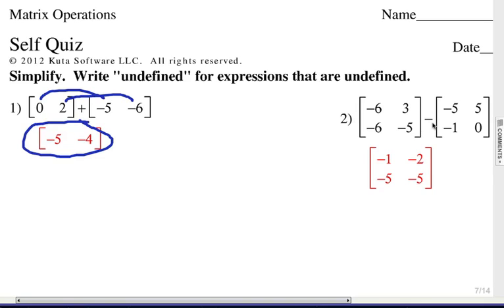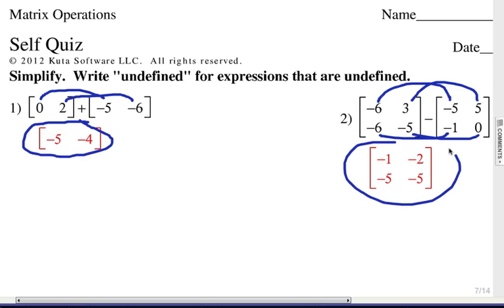Now here we're subtracting, so be careful of that symbol there. And we are taking -6 minus -5, which is -1. Careful of your signs there. 3 minus 5. -6 minus -1. Notice that's -5. Okay? And -5 take away 0 is still -5. So match up the elements and you've got it for adding and subtracting. Alright, two more just like that.